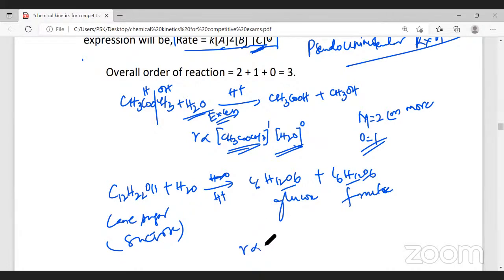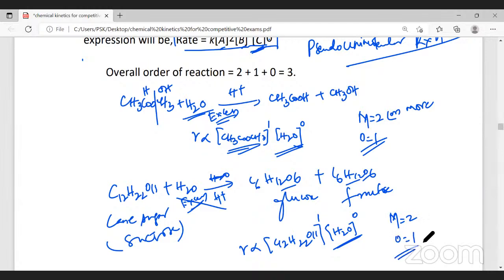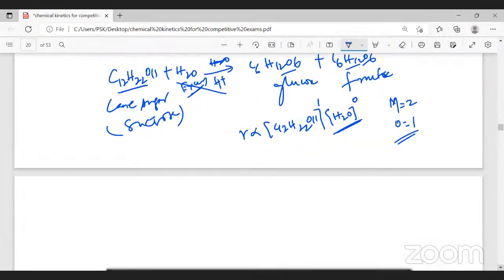Now here also, if you write the rate equation, rate will be directly proportional to concentration of sucrose into concentration of water. But the order with respect to sucrose is 1, and the order with respect to water is 0, because whenever we take a dilute acid, the concentration of water is in large excess. So molecularity for this reaction is 2 and order of the reaction is 1. Hydrolysis of cane sugar is also an example of a pseudo unimolecular reaction.